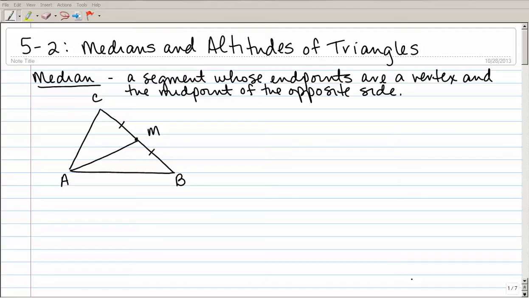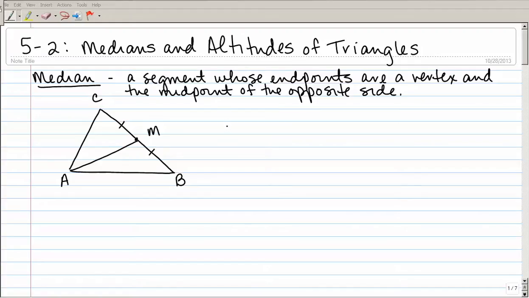Lesson 5-2 is on medians and altitudes of triangles. The first segment we're going to take a look at is the median. The median of a triangle is a segment whose endpoints are a vertex and the midpoint of the opposite side.